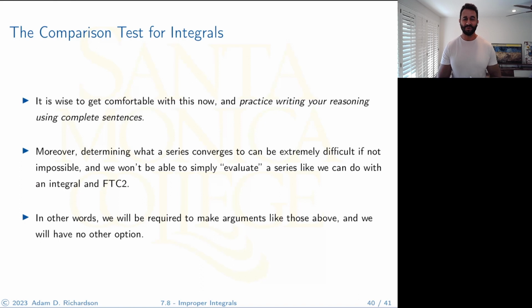Moreover, and this is maybe a more important point, determining what a series converges to can be extremely difficult, if not impossible. There are many examples of series that we knew converged for decades, but it took 70 to 80 years for somebody to prove what it converged to. So generally speaking, it can be really difficult to find what a series converges to. We just need to know if it converges at all. That's really what we're looking for.